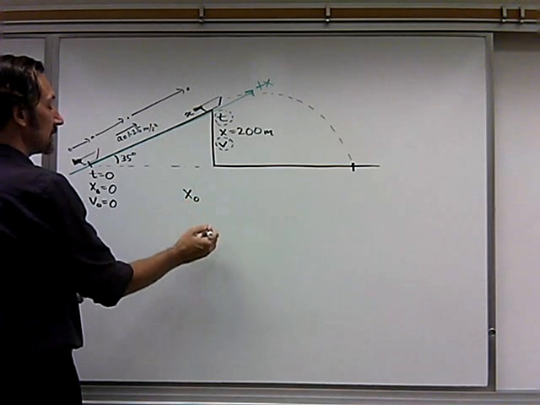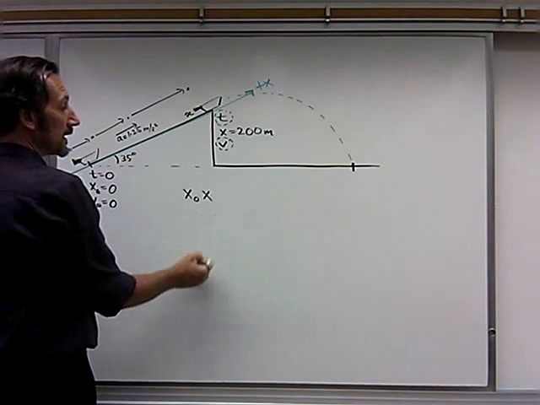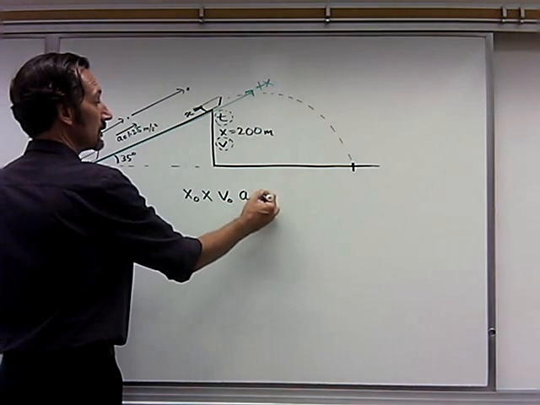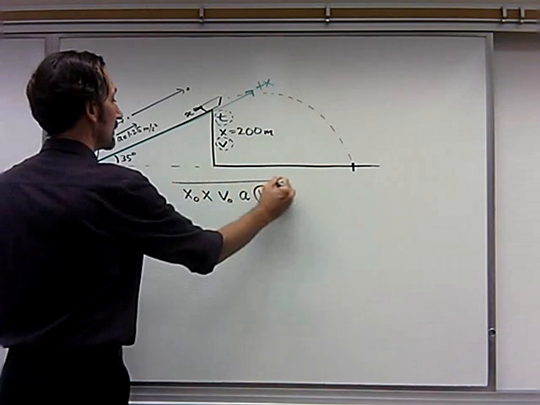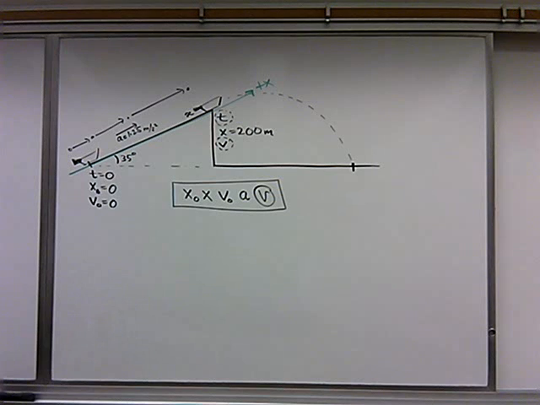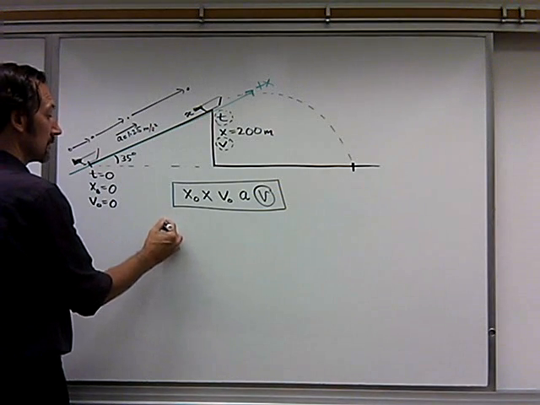We know our starting position. We know the final position. We know the initial velocity, the acceleration. And we try to find the final velocity. The only thing that's missing from there is time. We don't care about time. We don't know the time. So we're going to use our fourth kinematic equation to solve for that velocity.